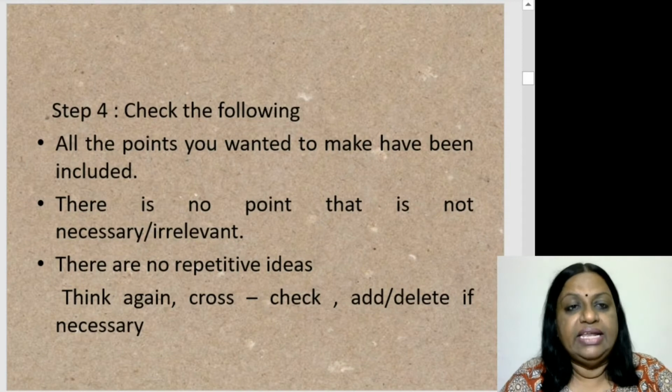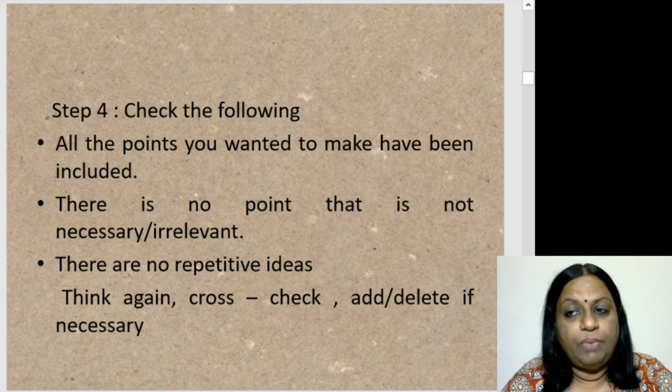Okay, and then the next important step here would be step 4. Check the following. All the points you wanted to make have been included.